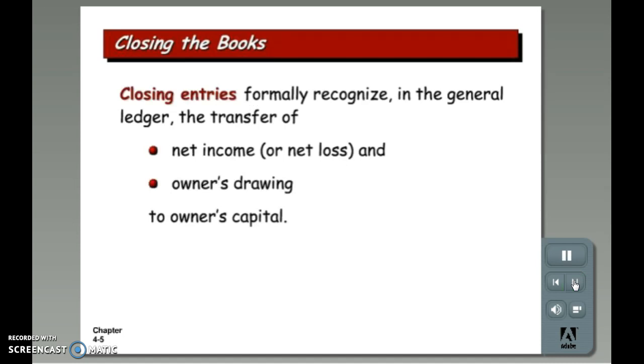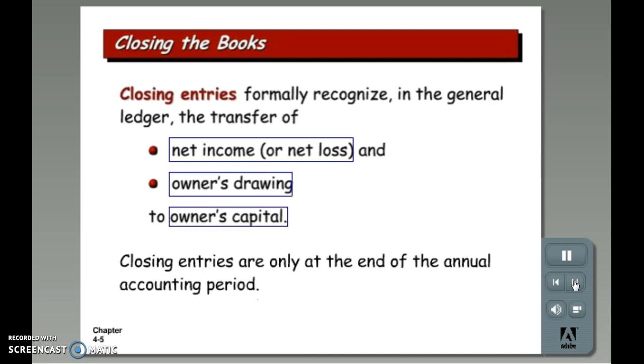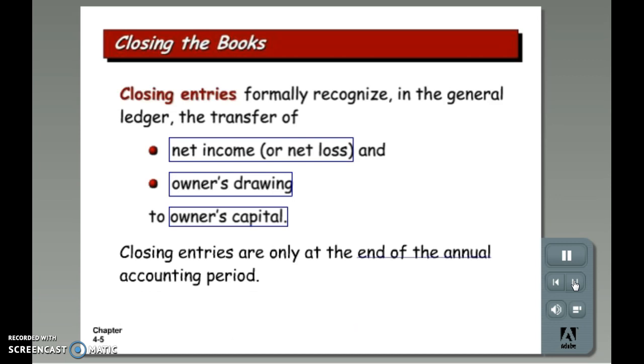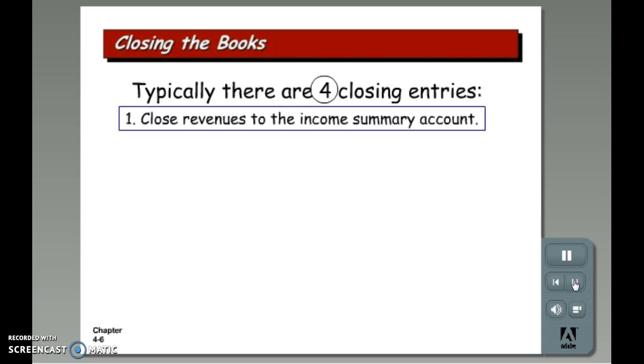Closing entries result in the transfer of net income or net loss and the owner's drawings to the owner's capital account. The closing journal entries are prepared only at the end of the annual accounting period. Usually there are 4 closing entries. The first closing journal entry involves closing the revenue accounts to the account titled Income Summary. The Income Summary account is a temporary account that is only used during the closing process.